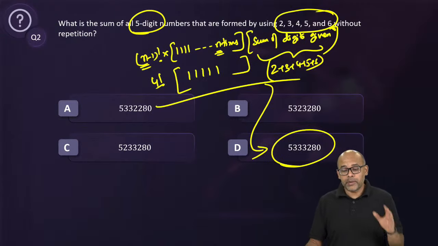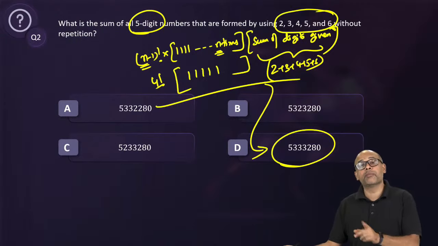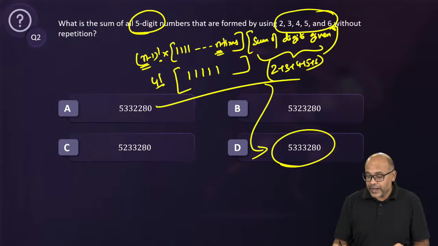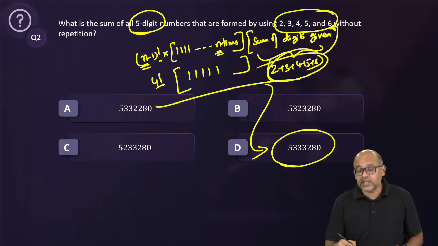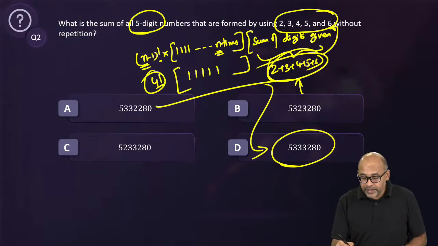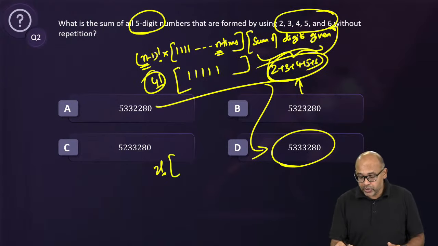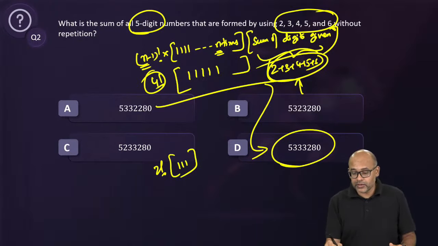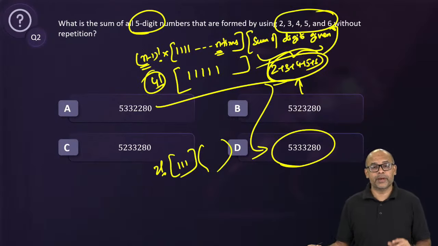533280. Remember this formula. It is n minus 1 factorial into 1111 up to n times into the sum of all the digits given. So if I ask you how many 3-digit numbers can be formed, then the sum of digits will still be the same because this is the summation of all digits given. But this will become 2 factorial, because n minus 1, 3 minus 1 is 2, into 111. And then you have the sum of 2, 3, 4, 5, 6. Clear? That's how it will change. That's the formula. Please keep in mind.